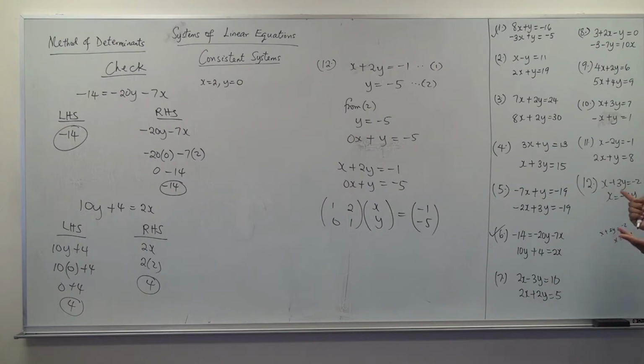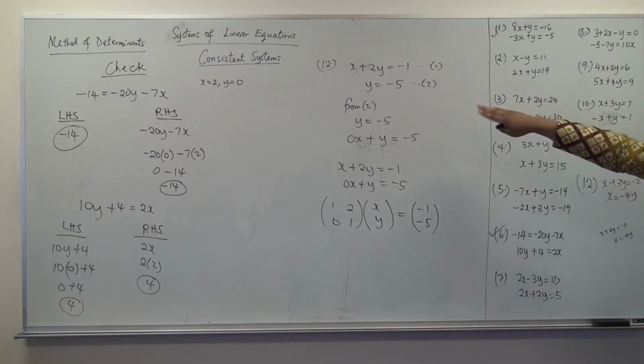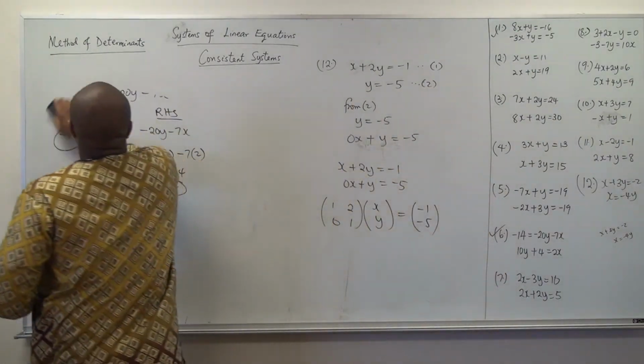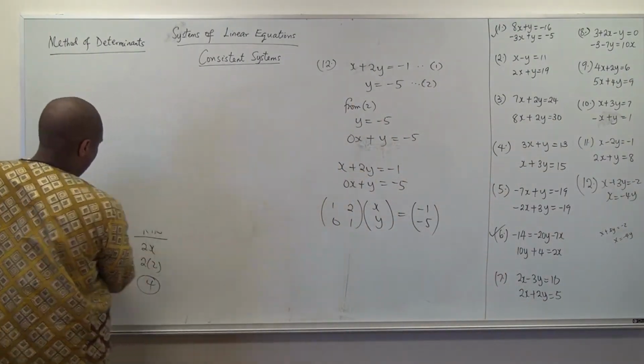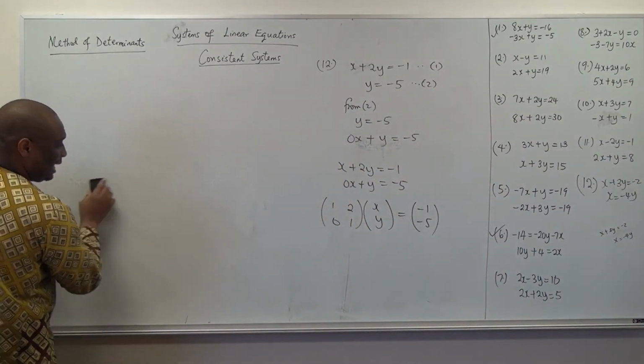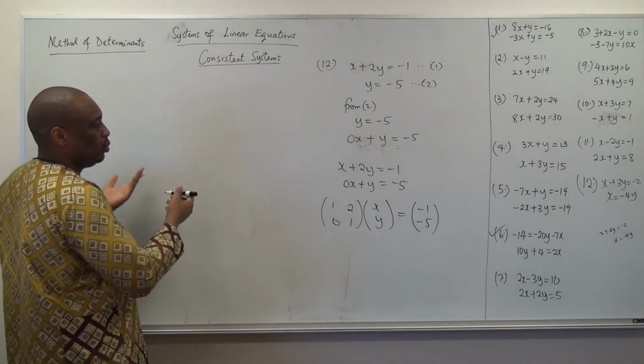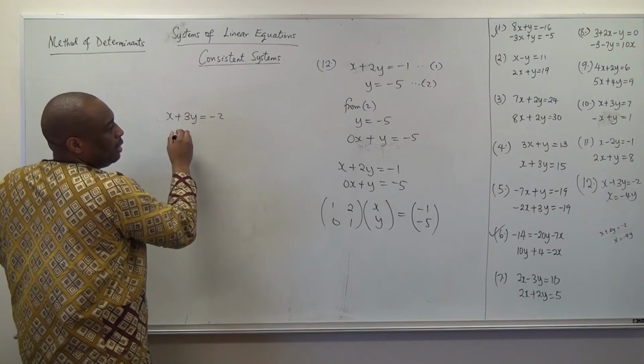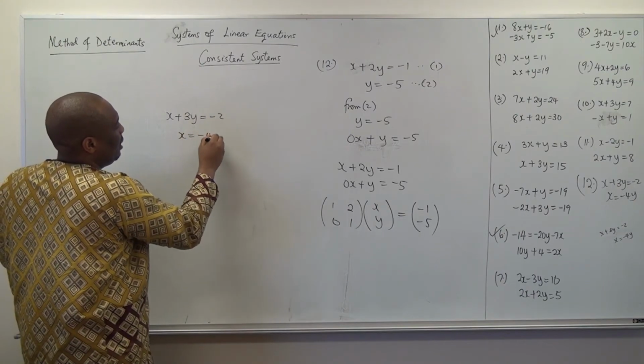Even if it's incomplete, just like you did this one, you can still use the same approach to do it. And when you solve it, you will still get the same answer. When you check it, it will work. X plus 3y to be negative 2 and x to be negative 4y.